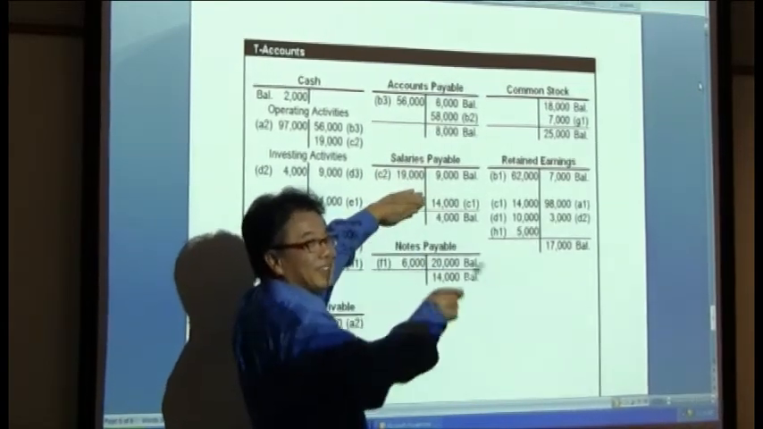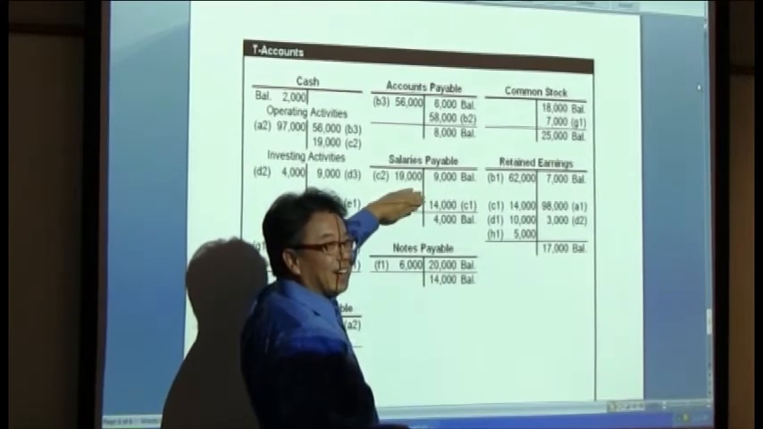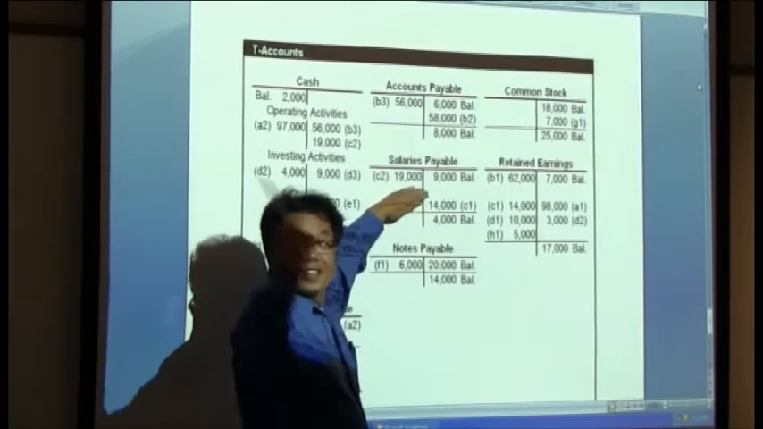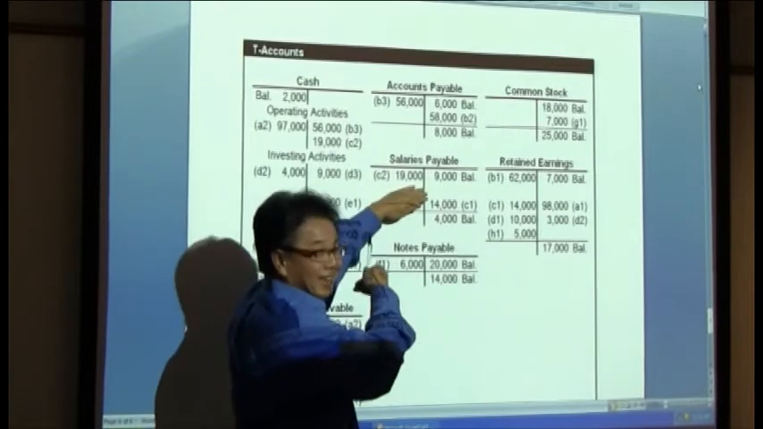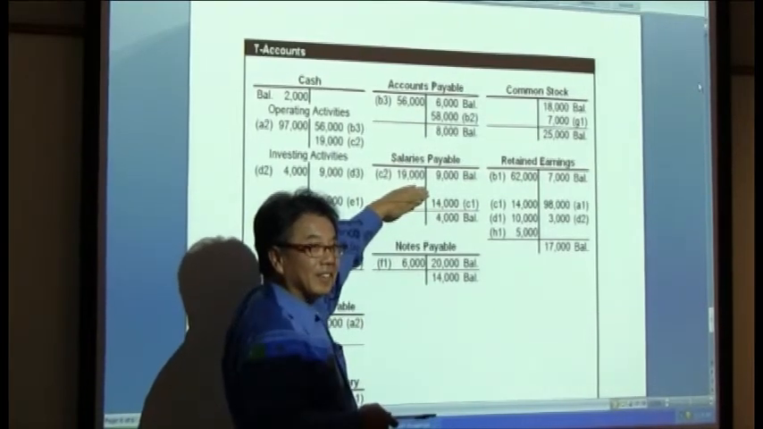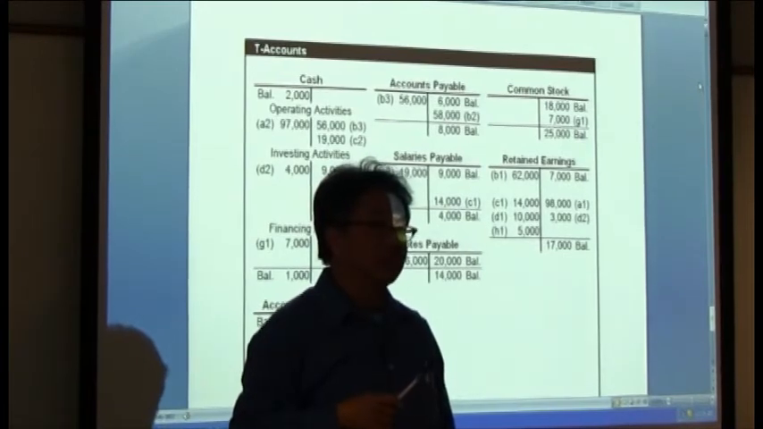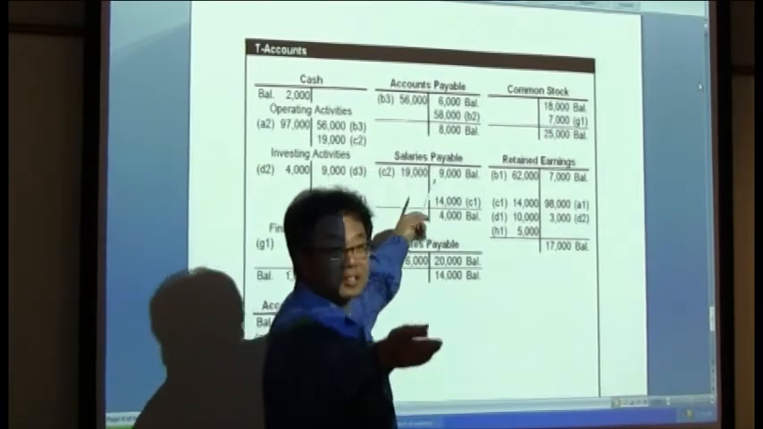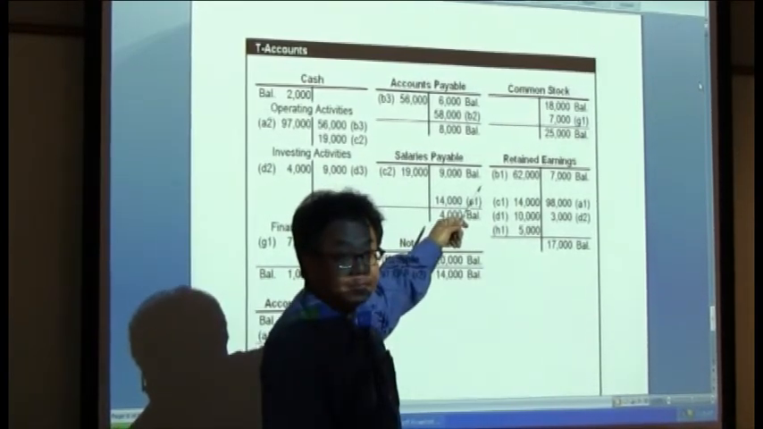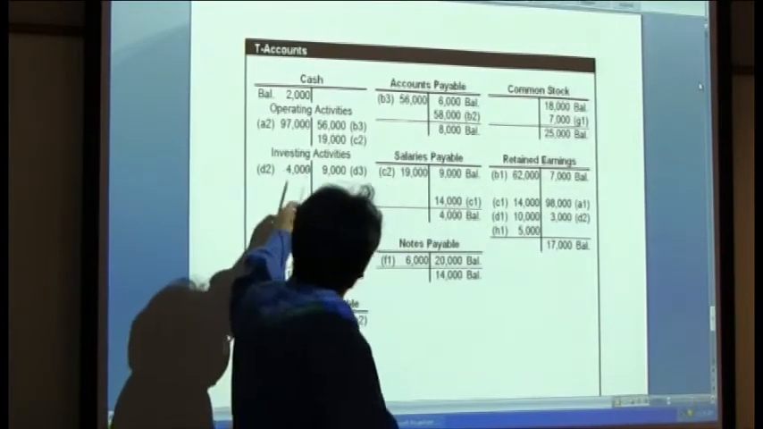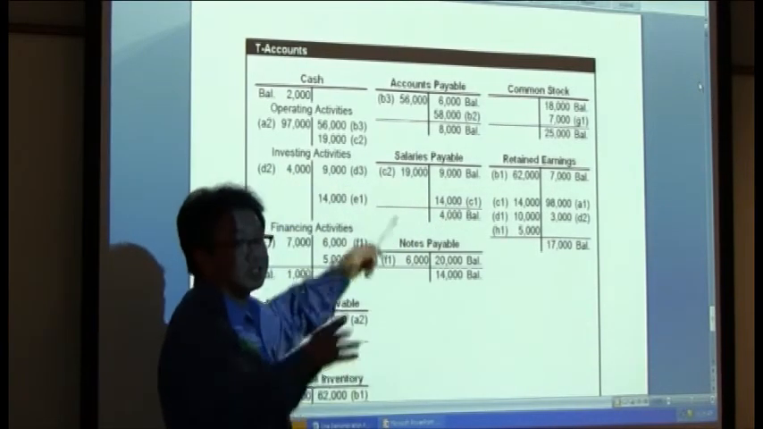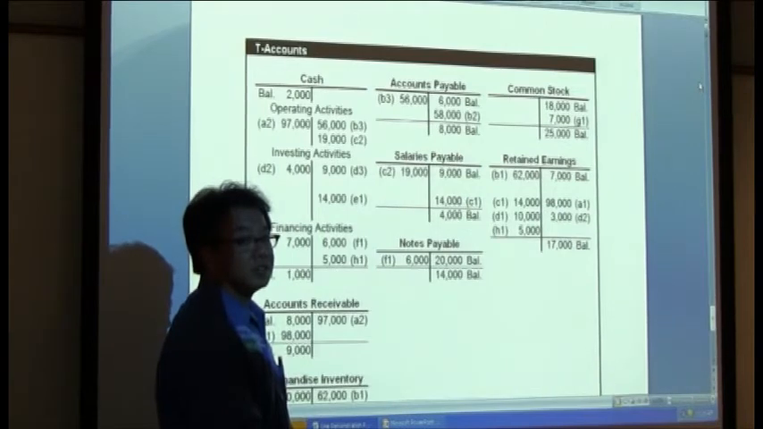Salaries payable, debit or credit? You're looking at the answer over there. It's right. Salaries payable, right? Why do you think I ask is salaries payable debit or credit? Because if salaries payable is debit, where's the credit? Cash. What does that mean? Credit cash.